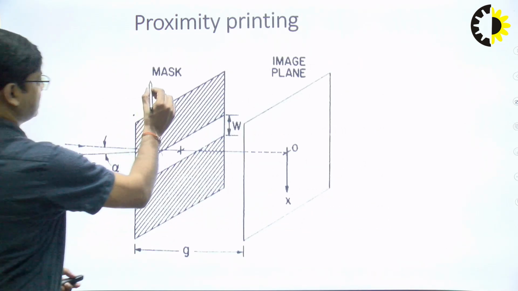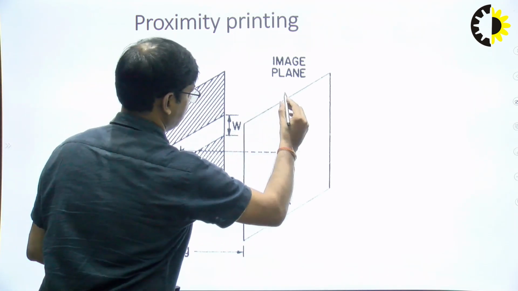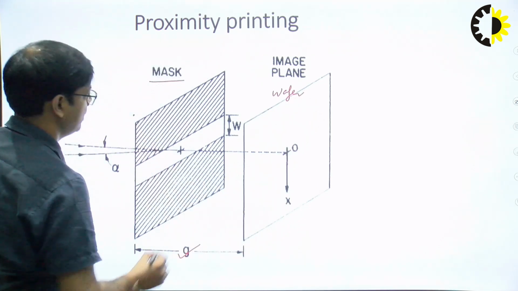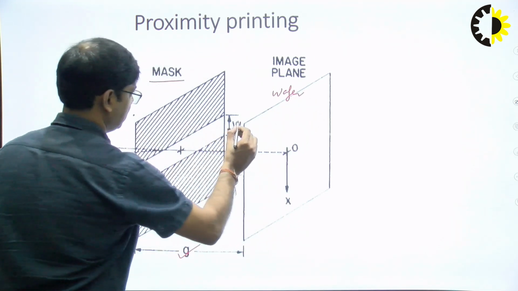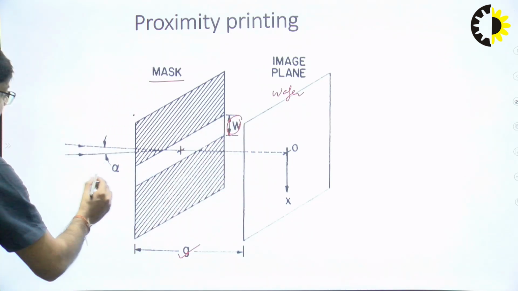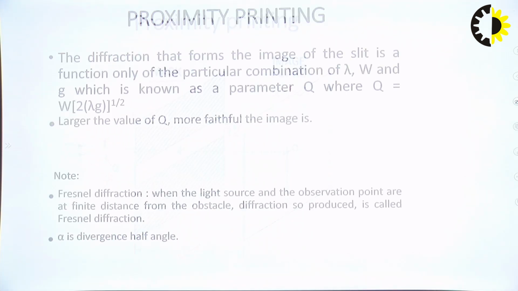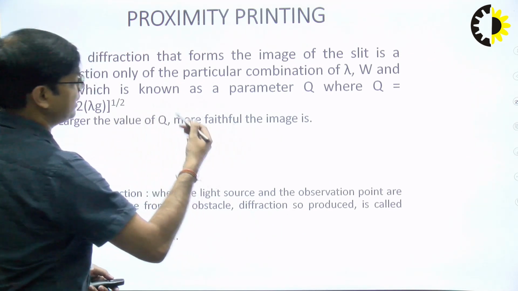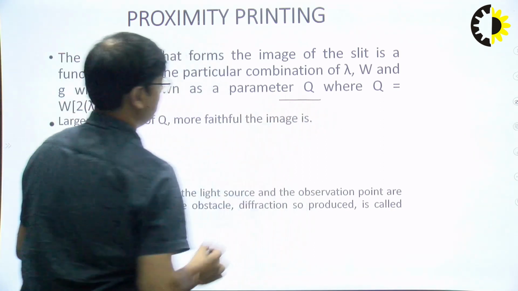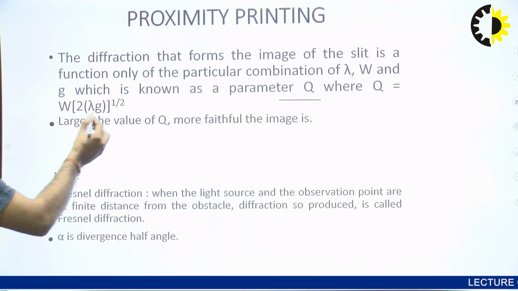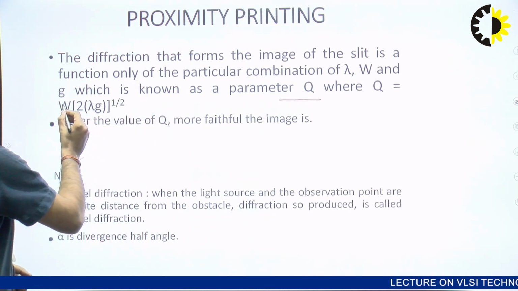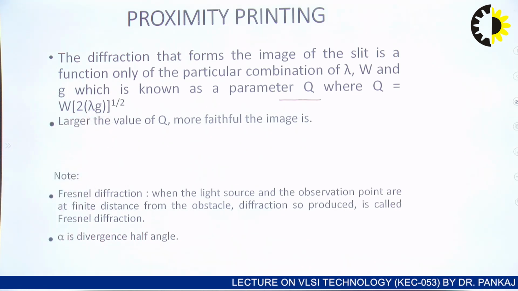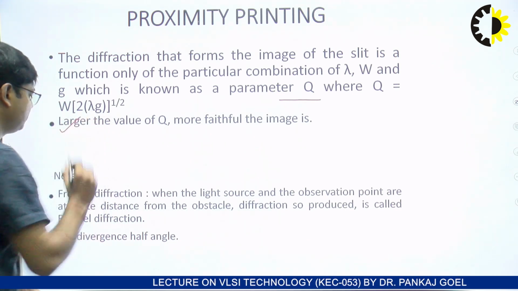Here this is our mask and this is our wafer, and there is a gap between the two. This is our mask with the width W, and alpha is the diffraction half angle. For a certain value of a parameter Q, we get better resolution, and Q is given by W upon the square root of 2 lambda G. The larger the value of Q, the more faithful the image is.